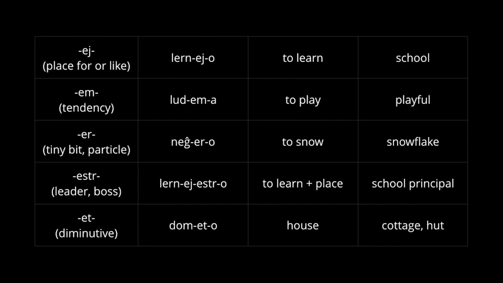Et is the opposite of eg. It makes a diminutive. It makes the little version of something. So dometo is a cottage or a hut. That doesn't mean it's a dirty or bad little house. It just means that it's little. Remember, if it were bad, you have the suffix aĉ to make it a dirty, filthy, yucky house.